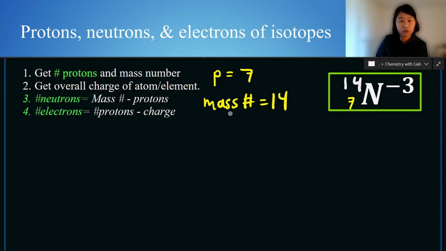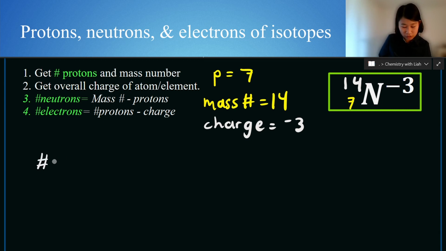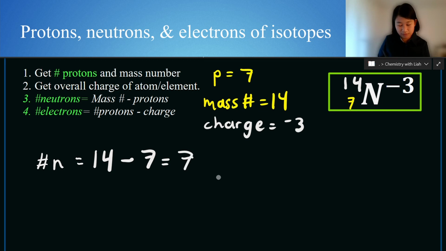And then we have the overall charge of the element, which is -3. So we can say that charge is equal to -3. Next, we're going to find the number of neutrons. And we know that the number of neutrons, so I'll just put n for neutrons, is equal to the mass number. So what is our mass number? It's 14. And then we're going to subtract the number of protons, which is 7. And we know that 14 minus 7 is just going to be 7. So we know that we have 7 neutrons.